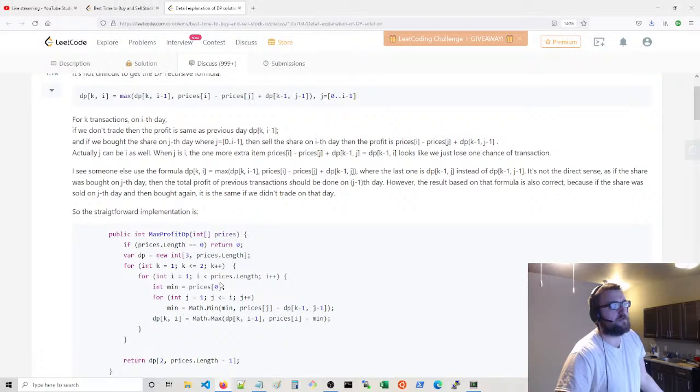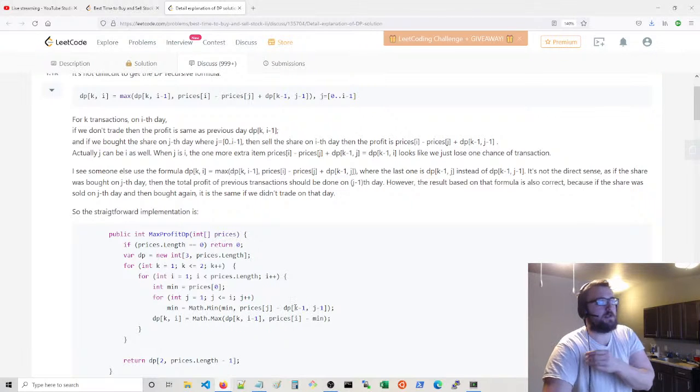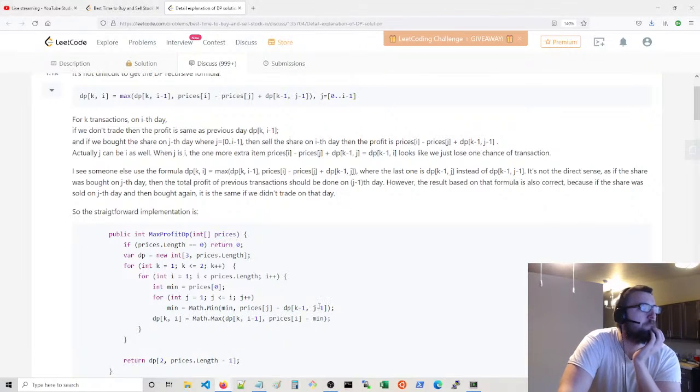Start off with 0 and put minimum up top, remove this, and then say could just be prices of I minus dp of I minus 1. Because that's the only one you don't have each time, is just I and I minus 1. So considering, yeah. Right, okay, that's really interesting.